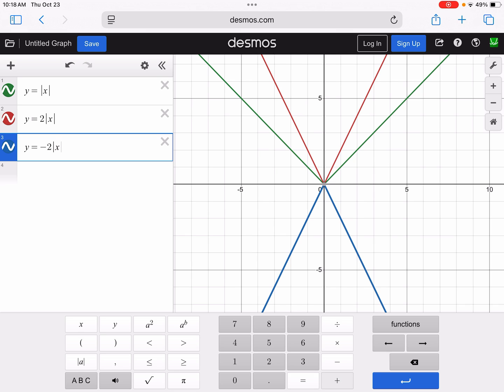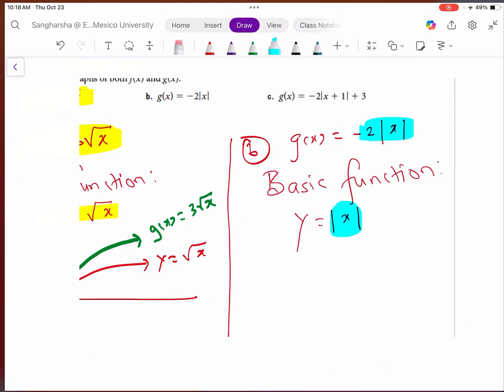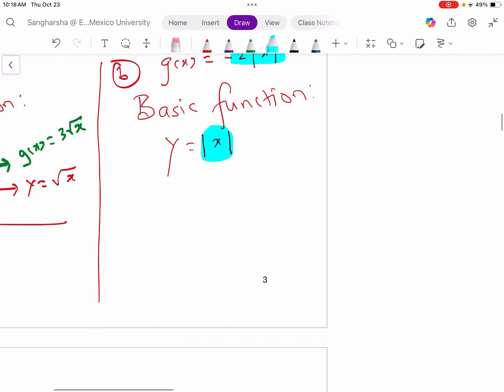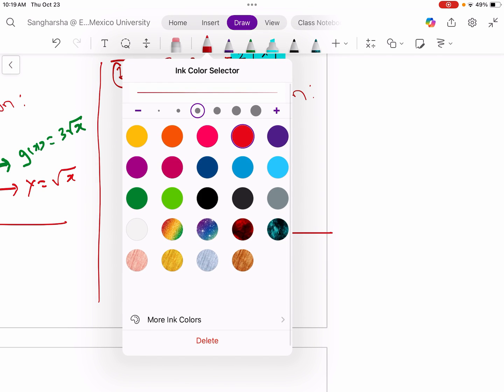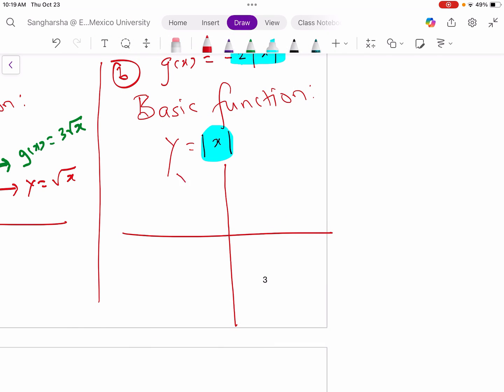Okay, so let me draw the same graph here. You have a question, Kendall? Okay, so you do not need a perfect graph here. Let's start with a basic function. This is the graph. Make sure it has to be a V shape. This is our basic function, y equals absolute value of x.